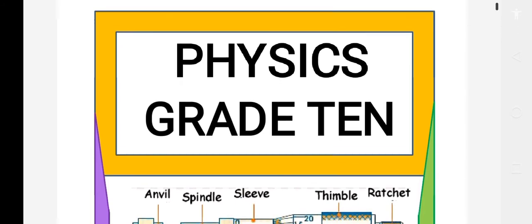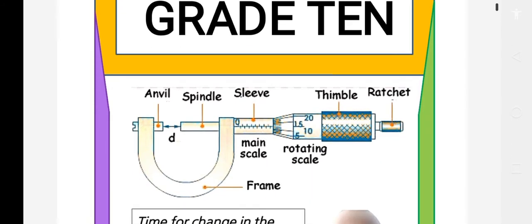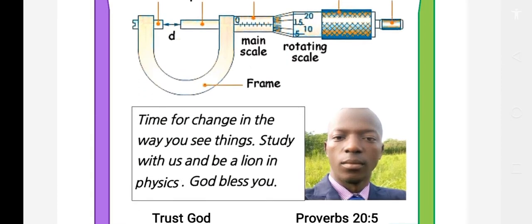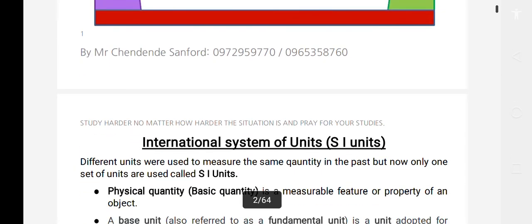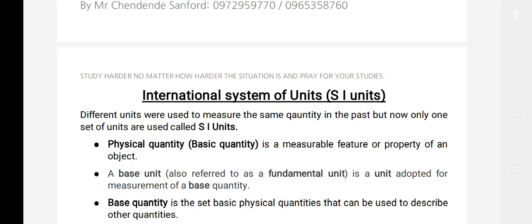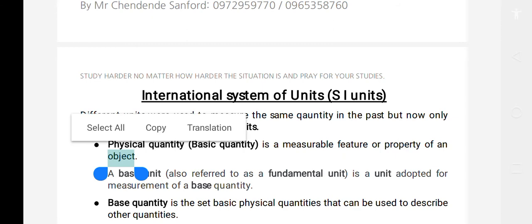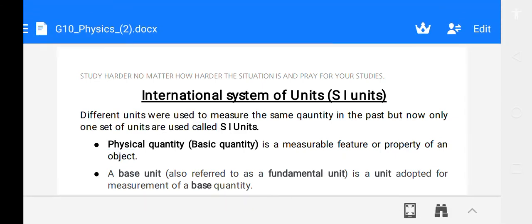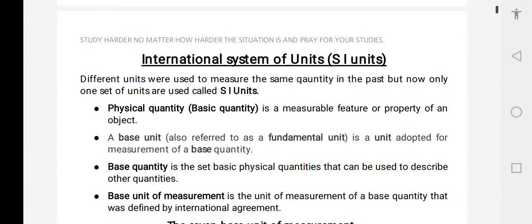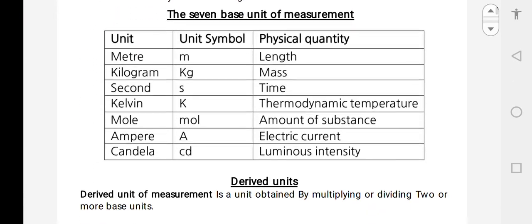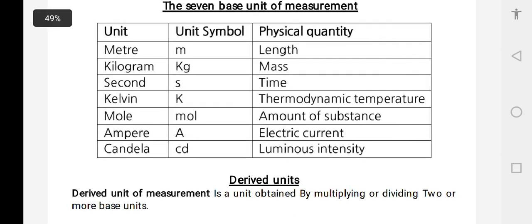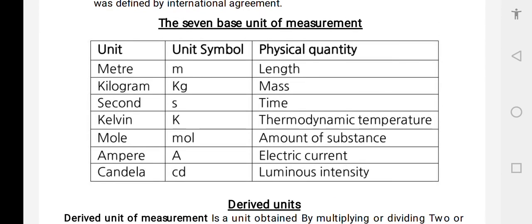So this is the booklet which I did myself. As you can see, here is the cover, and that's my photo there, my number. And here are some of the definitions that you need to know. We'll not waste time here. We'll go straight to the table where there is some content, the basic foundation. If you know these things, then physics will be a simple subject to you.